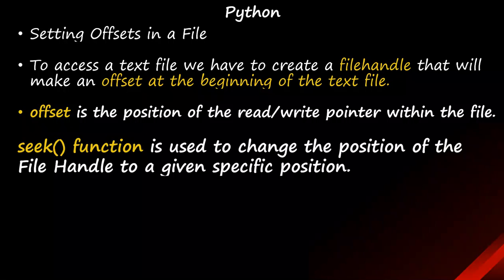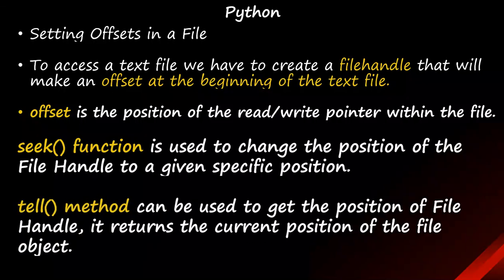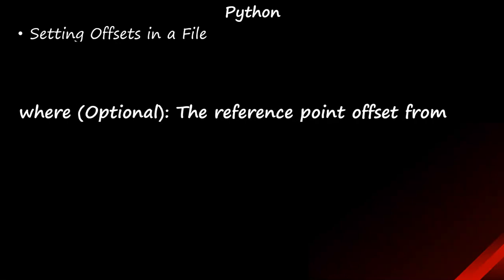If a file handler is pointing to the second location, you can mention a location like the 10th position, so it jumps from the second to the 10th position. That is the seek function. The next is the tell method, which is used to get the current position without jumping here and there. It will tell the current position of the file handler pointer. So how to do this? Setting offset in a file.